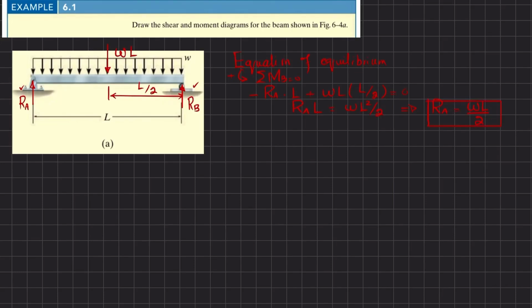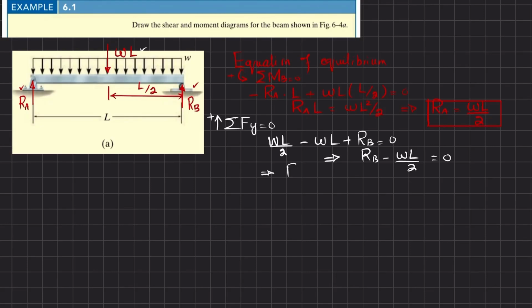Now we'll move to another equilibrium condition: the sum of all forces along the y direction must be equal to 0, with upward force taken as positive. You can see we have three forces: RA, RB, and W into L. Their sum must be equal to 0. So RA, which is W into L over 2, minus W into L, plus RB is equal to 0. From here you will get RB minus WL over 2 is equal to 0, so RB will be equal to WL over 2.